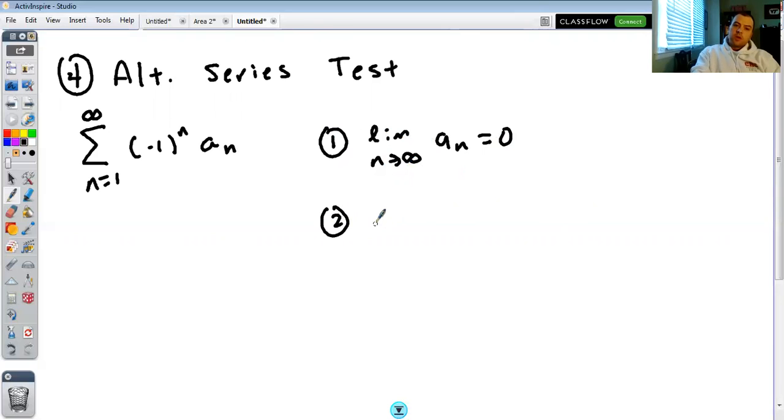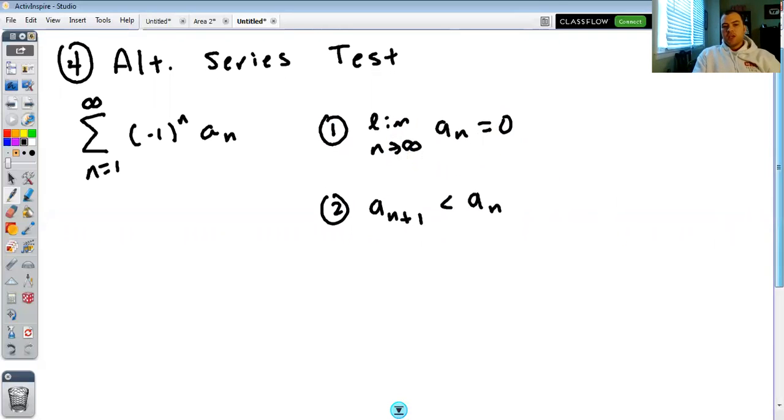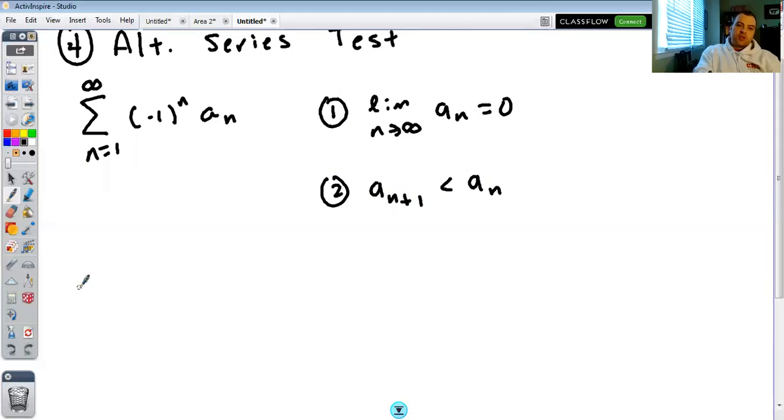The second thing would be that the nth plus 1 term is less than the nth term. This means that the series is decreasing. It's getting smaller and smaller and approaching 0. If both of these conditions are true, an alternating series converges. If either one is false, the series diverges.